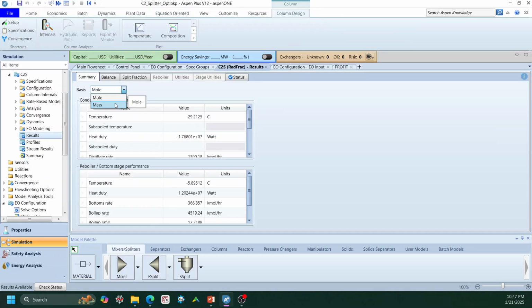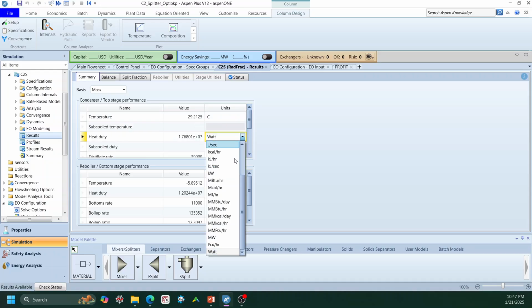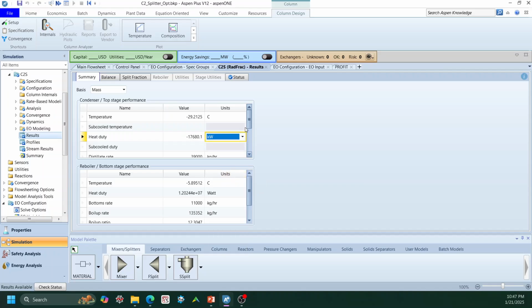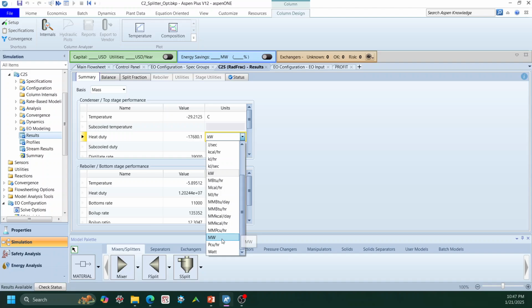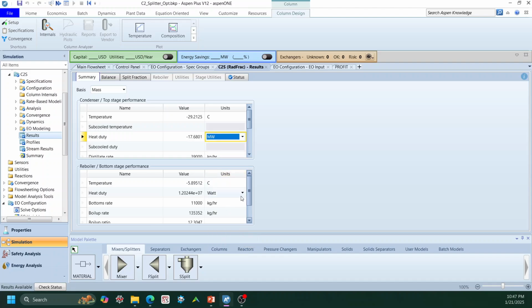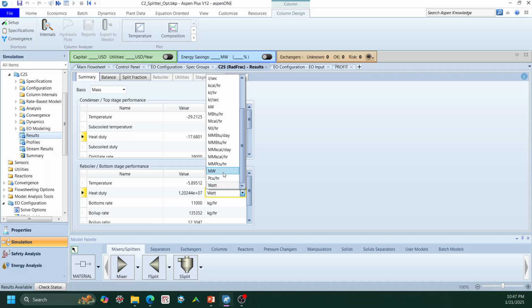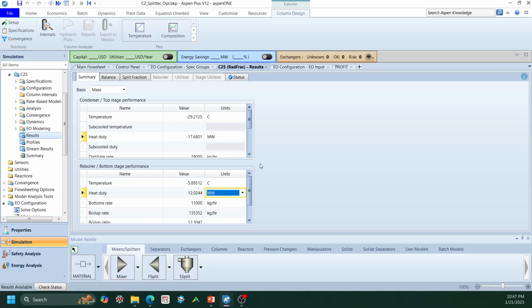In mass, we have the same 39,000 kilogram per hour of distillate rate and 4 reflux ratio. And now we have the duty calculated in, for example, kilowatt or megawatt, to make it easy to read. So 17 megawatts in the condenser, and 12 megawatts in the reboiler, basically.